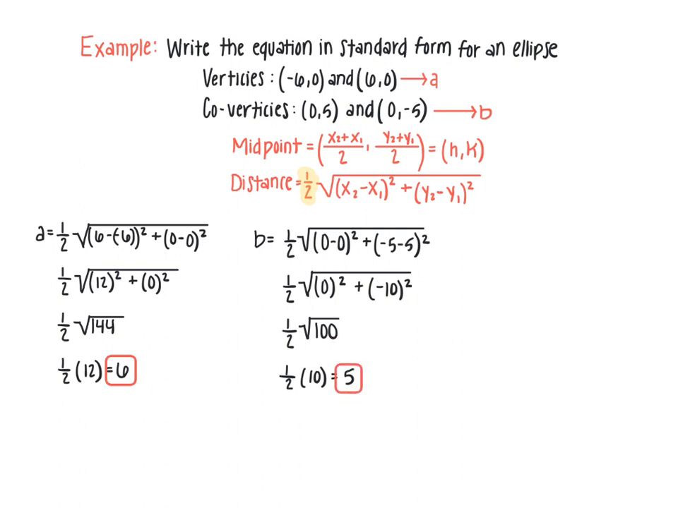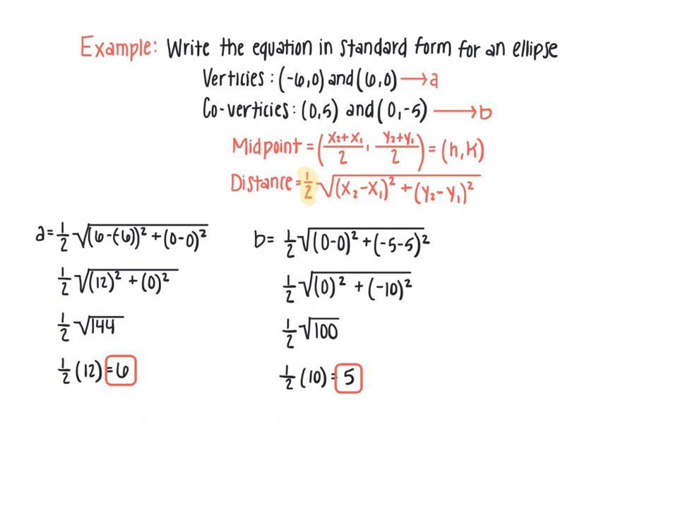Then I took my co-vertices, plugged them in, x1, x2, y1, y2, followed the equation, and I got b equals 5. Now to find our center, we have to use the midpoint formula, and this is where you might be wondering, should I be using co-vertices or should I be using vertices? The fact of the matter is that the center is located between both the vertices and the co-vertices. So this is up to you to pick whichever sets of points you want to use to find your center. I'm just going to stick to my vertices.